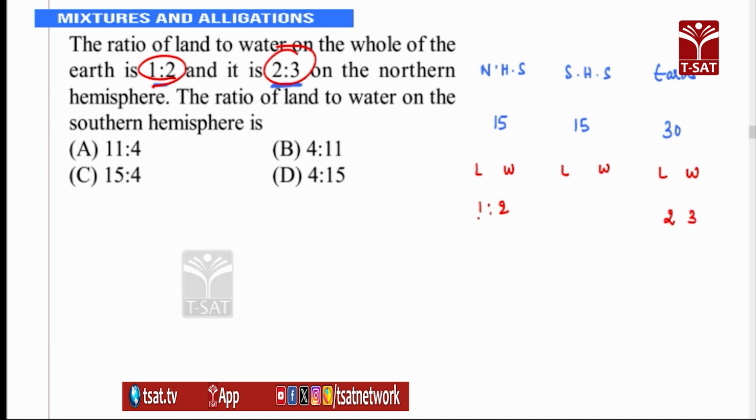Divide 15 in 2:3 ratio, and the whole earth is 1:2 ratio. 5 parts is 15 means each part is 3. Therefore land is 6, water is 9. 3 parts is 30 means each part is 10. Therefore 10, 20. I would say 6 plus something must be 10 because whole land is 10. On the northern hemisphere it is 6. 6 plus how much is 10? 4. 9 plus how much is 20? 9 plus 11 is 20. Therefore, on the southern hemisphere, land and water ratio is 4:11.